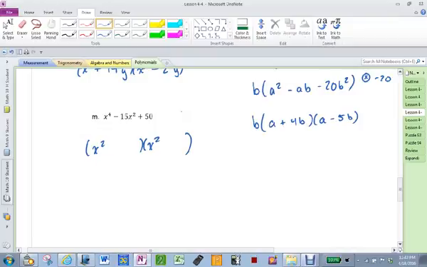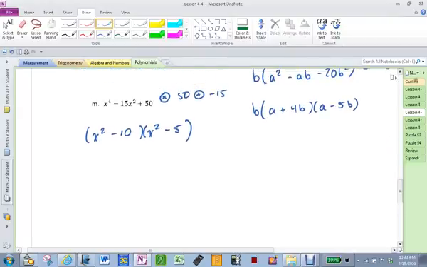Yeah. So do it. What do I got to multiply to 50? And what do I got to add to negative 15? What is it? Negative 10 and negative 5. Is negative 10 minus 5 negative 15? Is negative 10 times negative 5 positive 50? Done. Easy peasy, yeah?